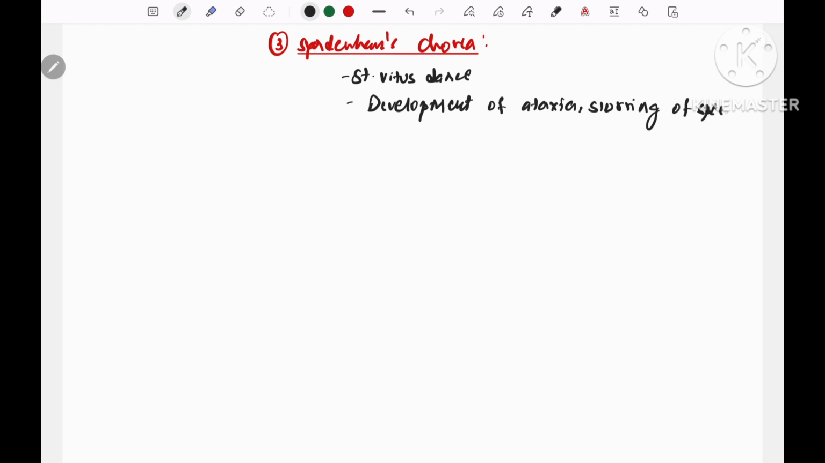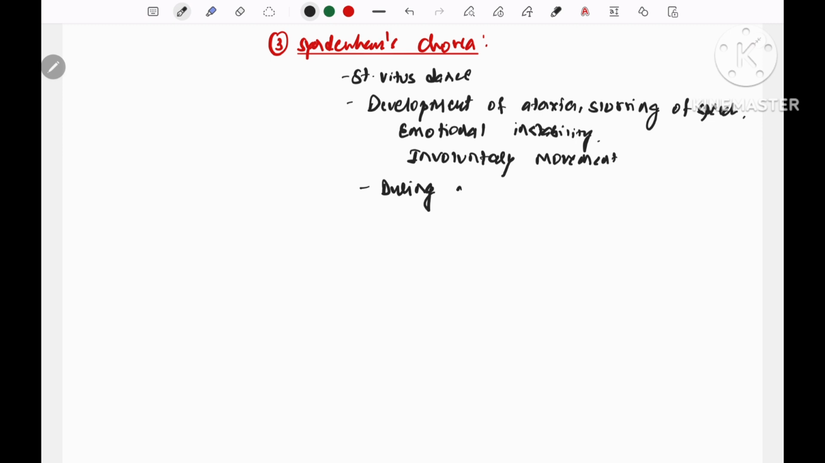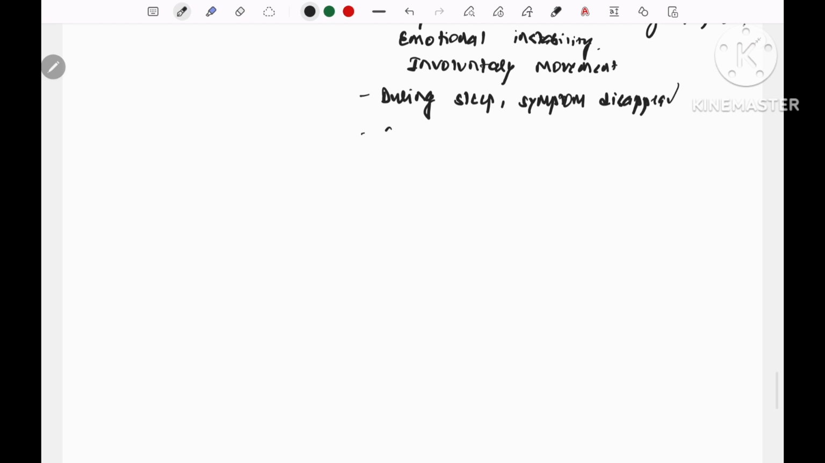There is slurring of speech, emotional instability, and involuntary movements. When the patient sleeps, these symptoms disappear, so during sleep the symptoms are absent. And this is actually self-limiting, and it may last up to 3 months.